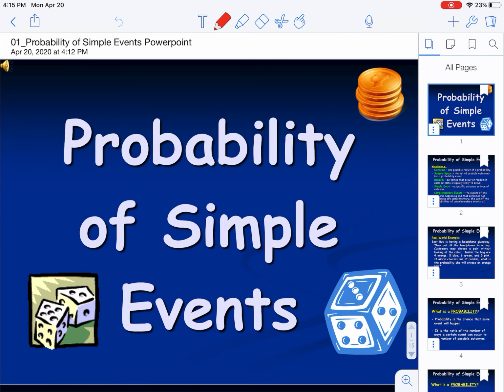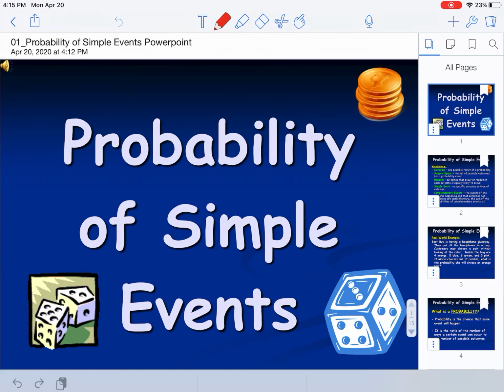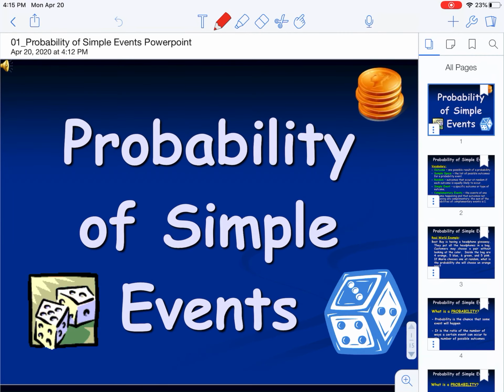All right, so this is probability. Guys, this is super easy, and it's actually kind of interesting. All right, so let's get started.